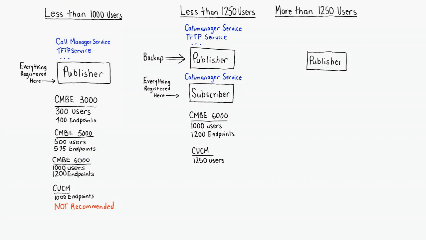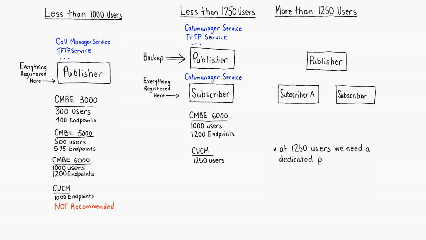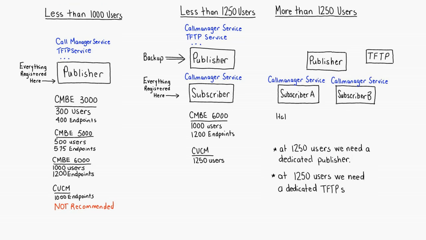The publisher cannot be a call processing server if you have more users than this. We would need to deploy a publisher with no call processing, 2 call processing nodes, and a dedicated TFTP server. We would load balance registration of devices across the 2 call processing servers. This is a one-to-one design. We would need 2 redundancy groups for this. None of the CMBE products support scaling like this.